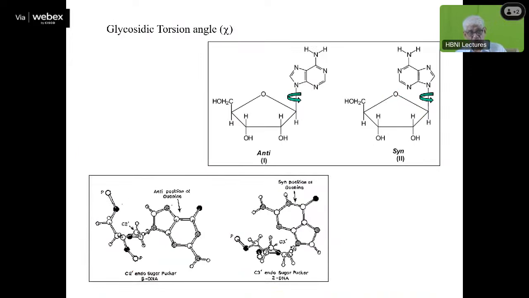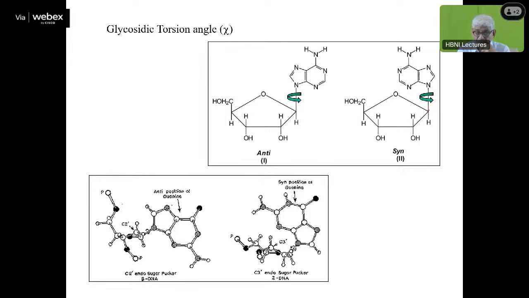Okay. Now there is one more torsion angle which is important, and that is called the glycosidic torsion angle. The glycosidic torsion angle determines how the base is oriented with respect to the sugar ring. So here I have indicated the base is here. Now in this situation, the base is attached at the C1 prime position here, okay?